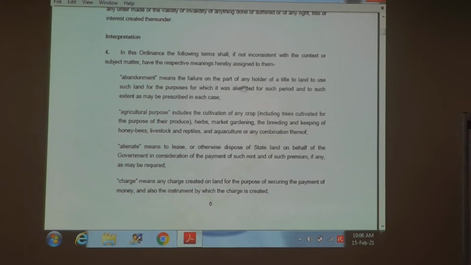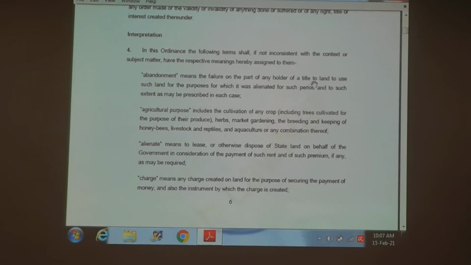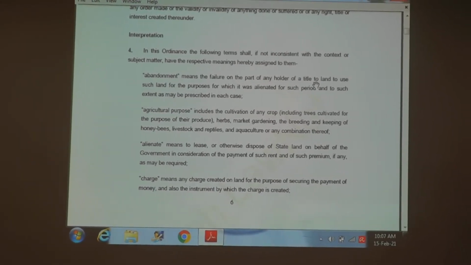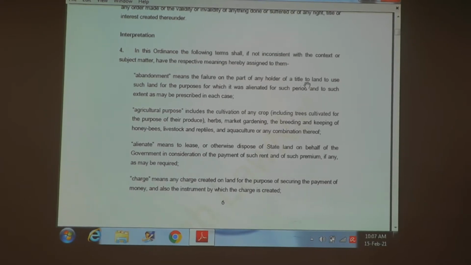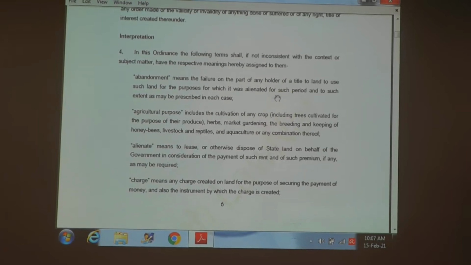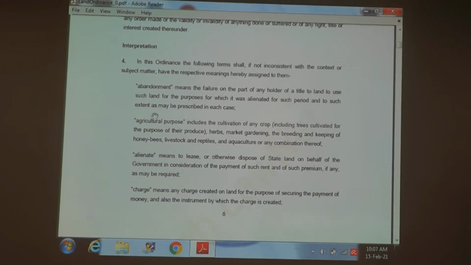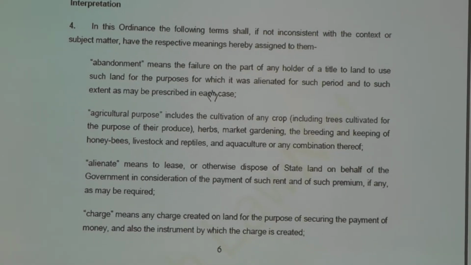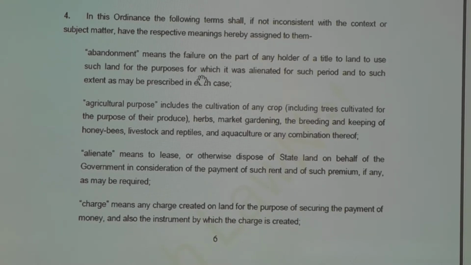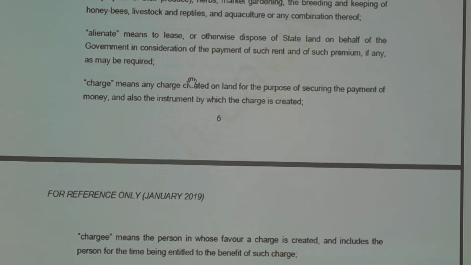Abandonment means the failure on the part of any holder of a title to land. Look again, we're not talking about you being the owner of the land, you're the holder of the title of land. To use such land for the purpose for which it was alienated, for such period and to such extent as may be prescribed in each case. I will come to this in a while.